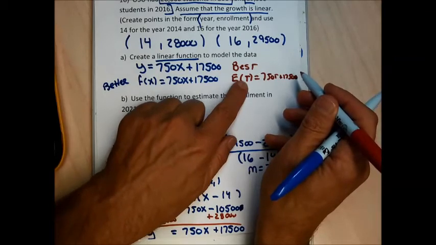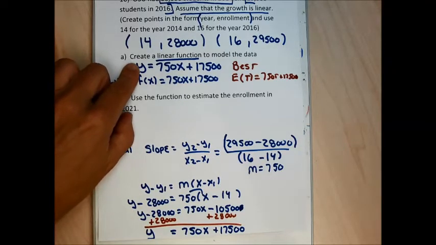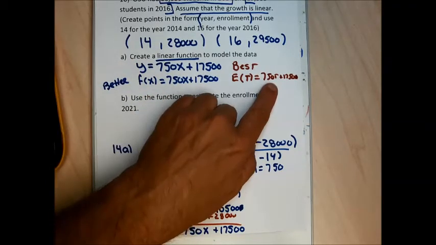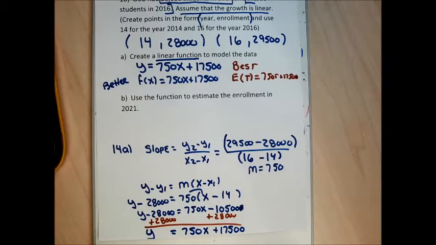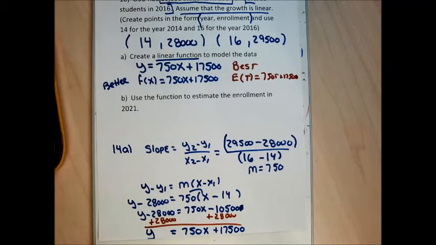I was going to do Y to stand for year, but that would be too confusing because you have that Y that wouldn't line up. Usually for years we use the letter T. Regardless of what answer you give me, even if you don't give me an answer in function notation, as long as you have the 750x plus 17,500, I'm completely fine.